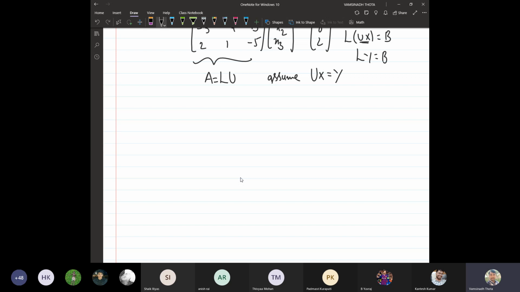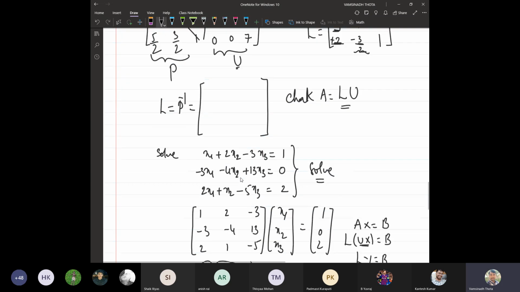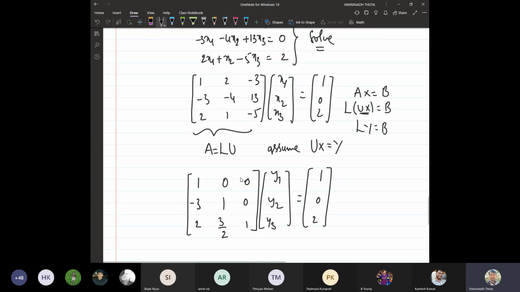Now what is L? Let me assume Y means Y1, Y2, Y3, and B is 1, 0, 2. What is the lower triangular matrix? It is a unit lower triangular matrix we have converted, right? So these are ones, and then here minus 3, and then here plus 2, and then here minus 3 by 2.